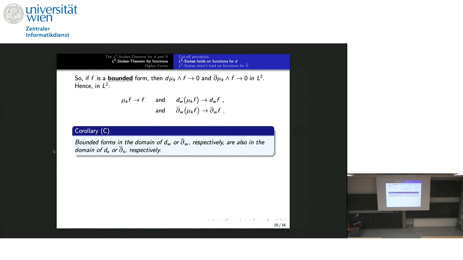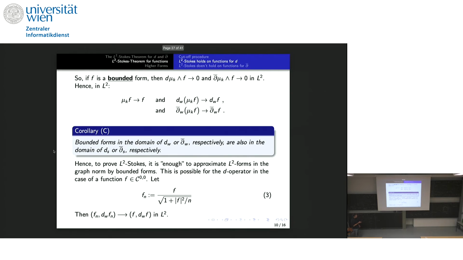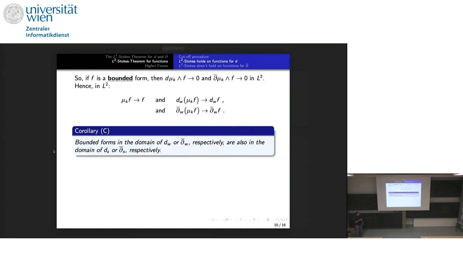So bounded forms in the domain of the weak operators are also in the domain of the strong operators. This is at least something that we know. So you could have the idea: you can approximate bounded forms in the graph norm by forms with support away from the singular set. Then the next idea is, okay, maybe in the first step I approximate by bounded forms, and then in the graph norm.